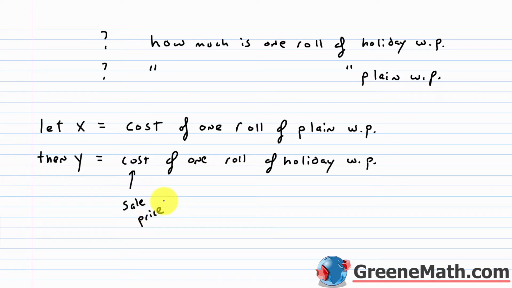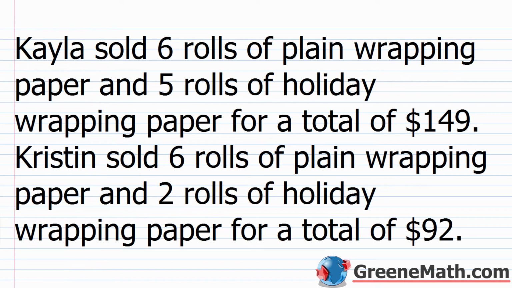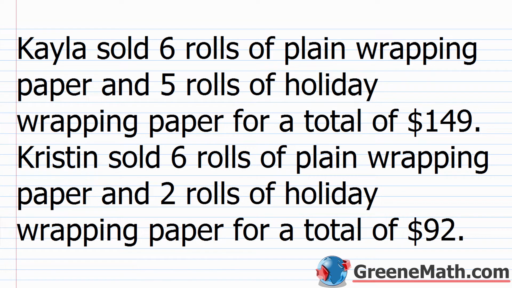All right, so for step 3, we want to write 2 equations using both variables. In order to do that, we need to read back through the problem. So I'm going to go to this part where all the information is given. Reading back through here, we see that Kayla sold 6 rolls of plain wrapping paper and 5 rolls of holiday wrapping paper for a total of $149. So we can use this information to make our first equation.